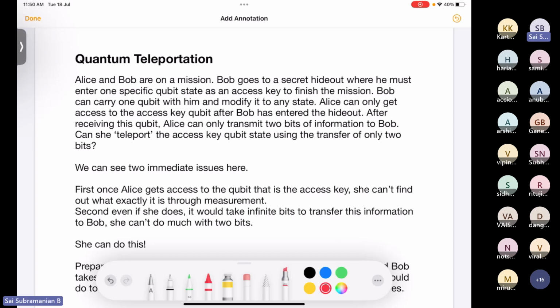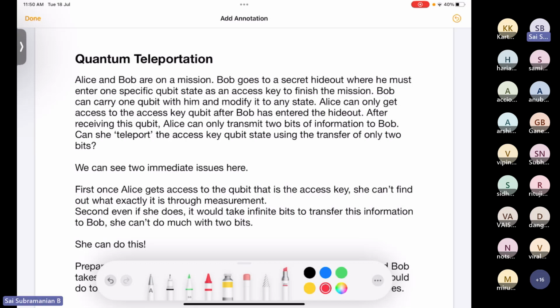So Bob has gone into this hideout. He has some normal qubit in a known state, say 0 or 1. He knows what state it is, but he has no idea what the access state is. Alice, after Bob has already entered the qubit in a known state, can get access to this access key qubit, but she can only transmit to Bob 2 bits of classical information. Say she can get the lights to flicker in a particular way, or some way she is able to transmit to Bob 2 bits of classical information. And with these 2 bits of classical information, can she transfer this entire qubit state to him?